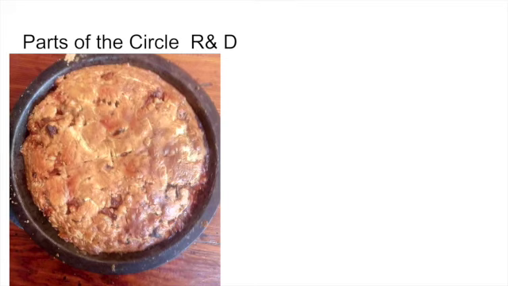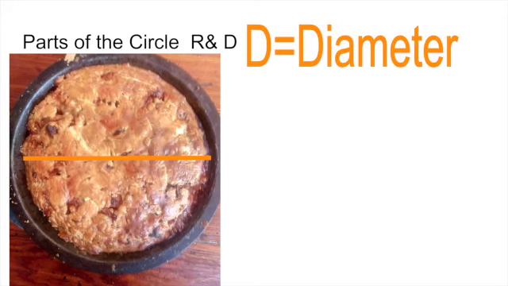One measurement that's the easiest to get on most circles is the diameter. The diameter is the distance that goes all the way across the circle. So we go all the way across the circle, and I've got my diameter. On this pie, we'll measure it here in a second.